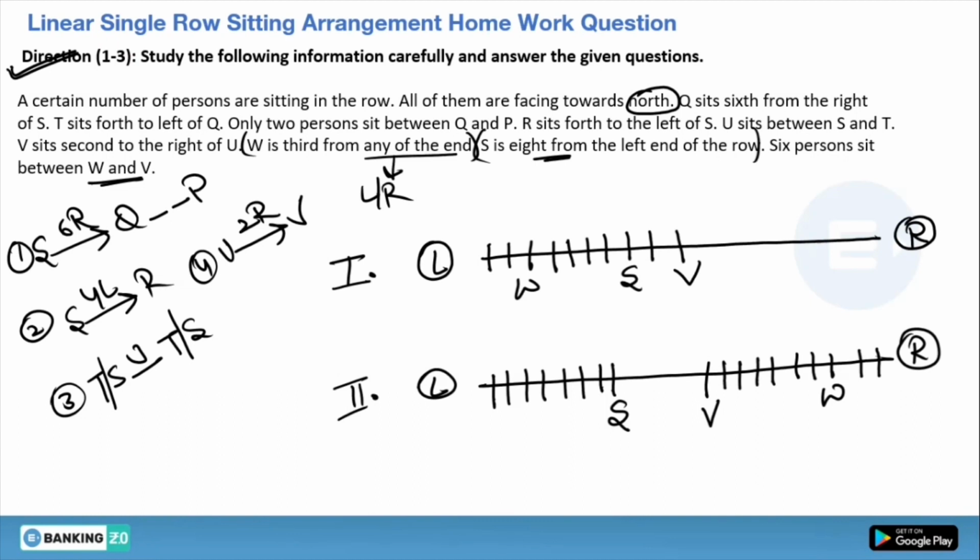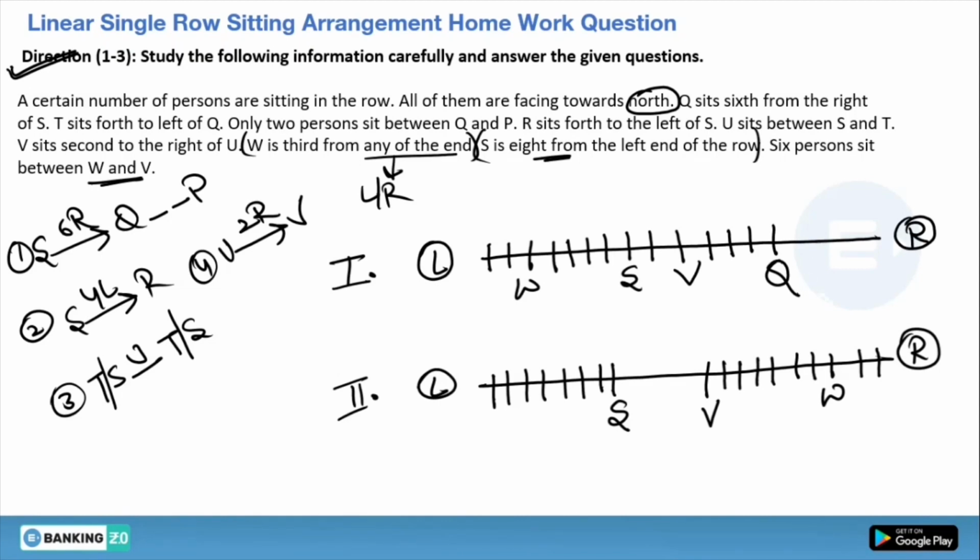See, from S 6 right is Q. Okay, from S 6 right is Q, I can put here 1 2 3 4 5 6. Q will come here, and there are two persons sitting between Q and P. See, from Q left side P can also come, because there is a gap of 2 available on the left side of Q, so P can come here.